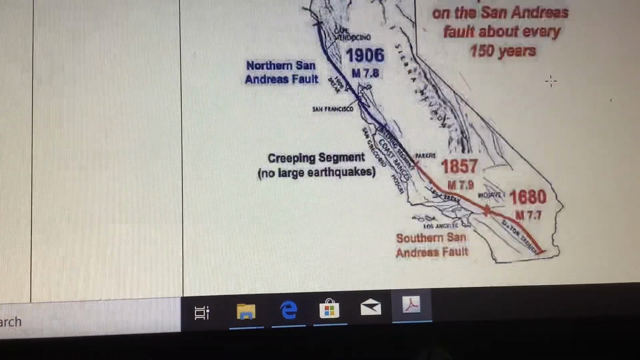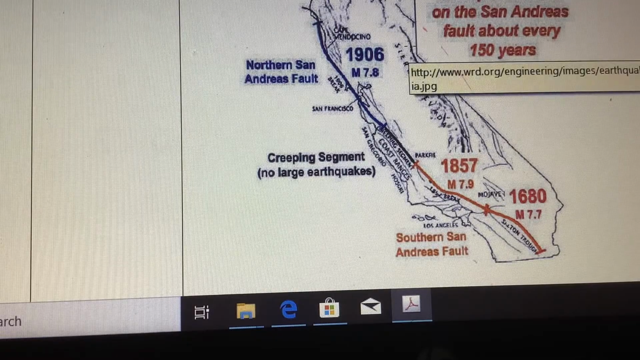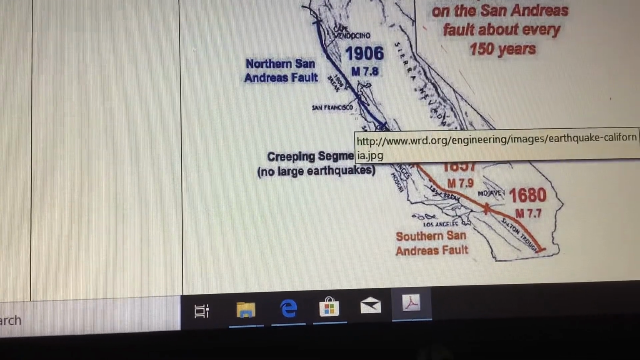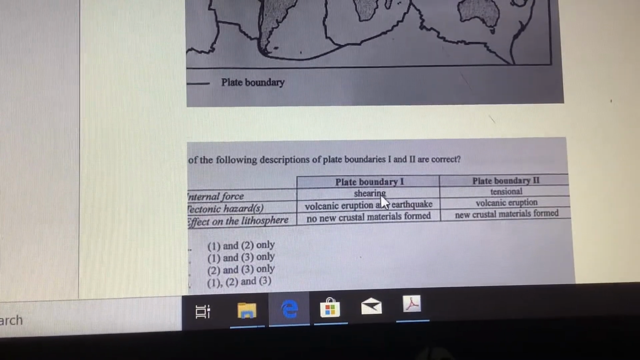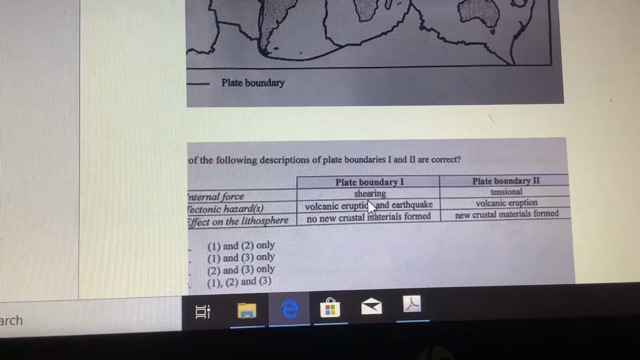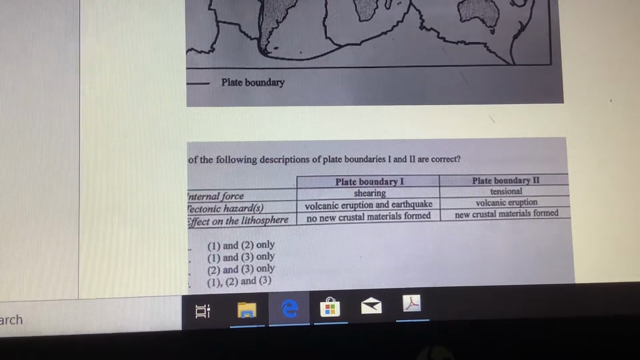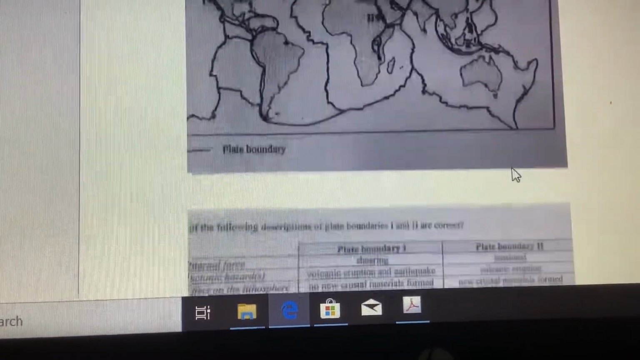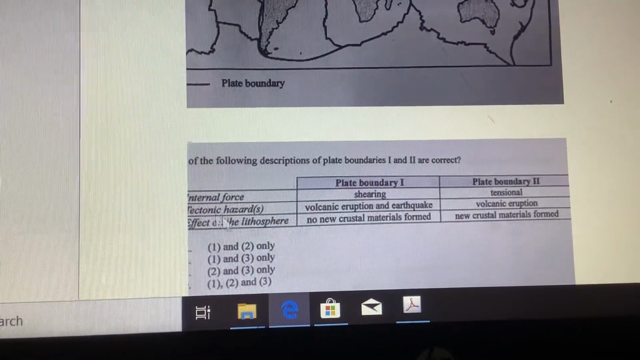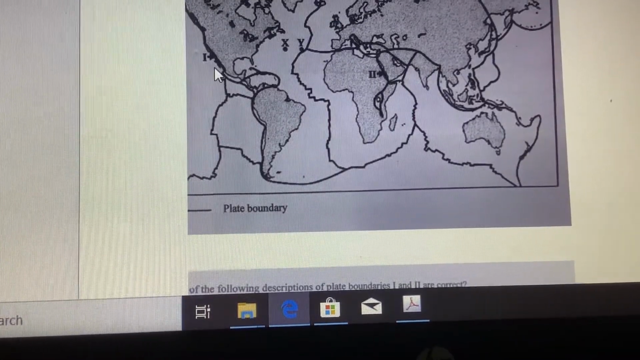The San Andreas Fault is also something that's always being talked about and mentioned in the MC as well. Right here, shearing force is taking place for plate boundary 1. And plate boundary 2 is constructive, so it should be tensional force. And then tectonic hazards for there. Number 1, San Andreas Fault, I have told you for the third time already.